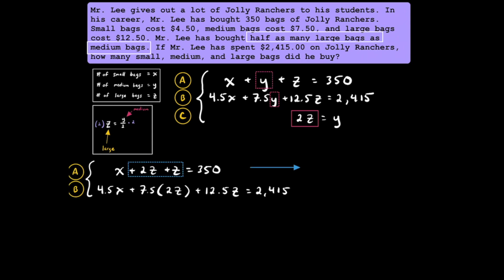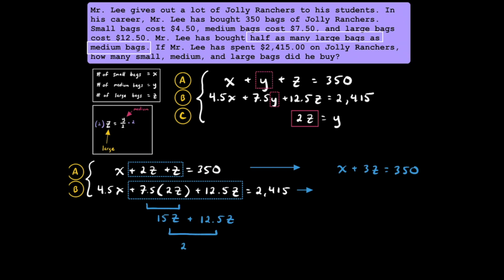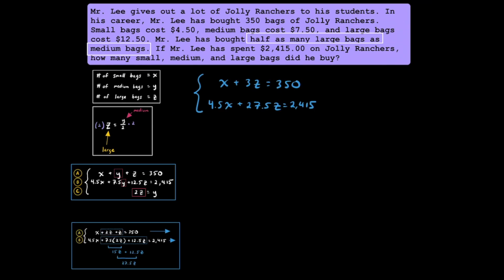By combining like terms in equation A, we can simplify to get x plus 3z is equal to 350. Now let's simplify equation B. 7.5z times 2 is going to be 15z, and 15z plus 12.5z is going to be 27.5z. Equation B is now going to be 4.5x plus 27.5z is equal to 2,415. Here we have our equations D and E.